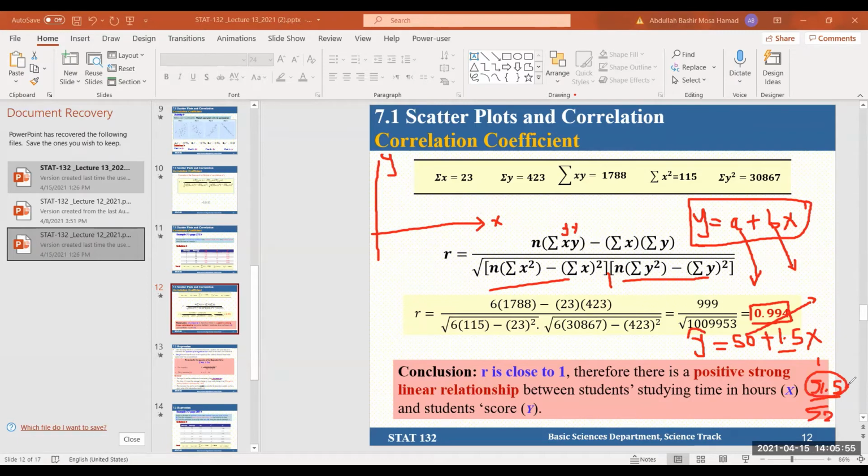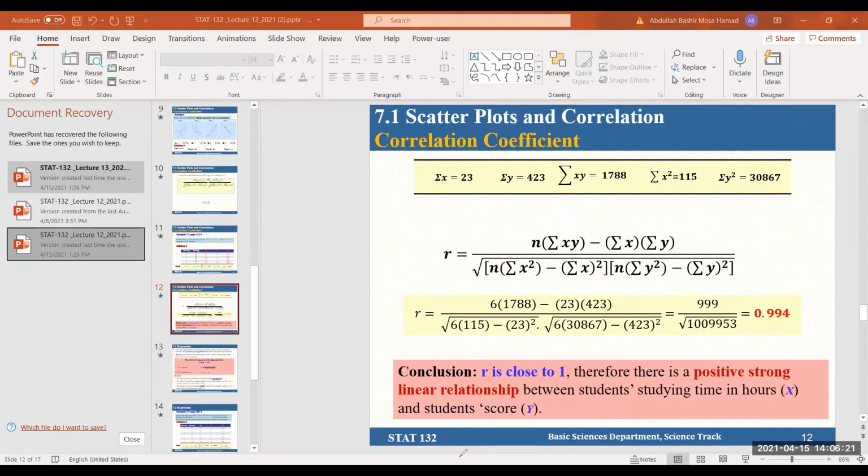It will be around 51.5. So what is the intercept? Intercept is the value of y when x equals 0. If a student is studying nothing, just coming to classes, he will get 50. This is the meaning of the intercept. Clear? Question: how to compute A, how to compute B? Let's see how to compute it.